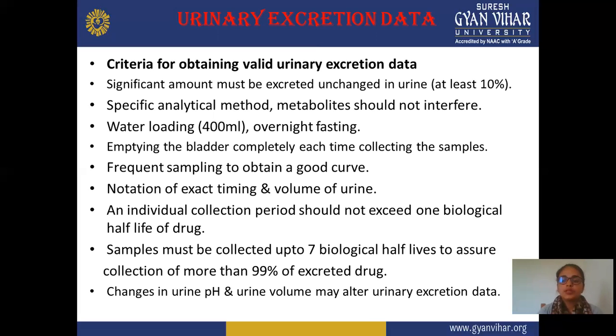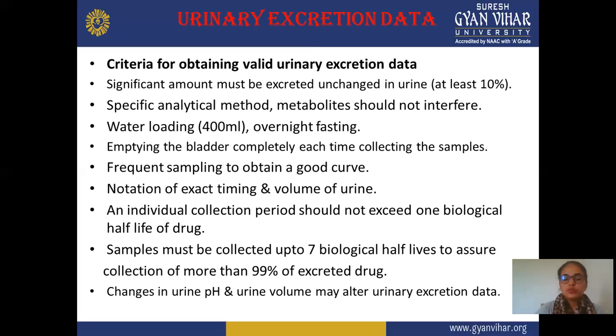And next, the sample must be collected up to 7 biological half-lives to assure the collection of more than 99% of the excreted drug. Each individual collection period should not exceed one biological half-life, so you record these values from time to time, but overall you take samples until at least 7 biological half-lives are reached. When it reaches 7 biological half-lives, we consider that 99% of the drug has been excreted.